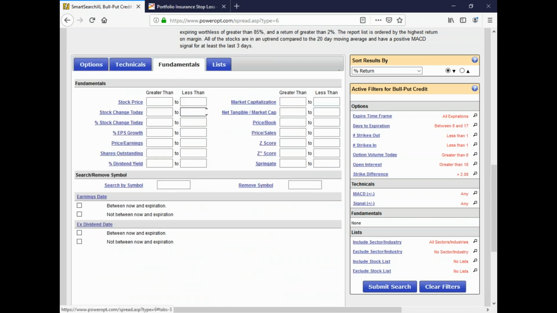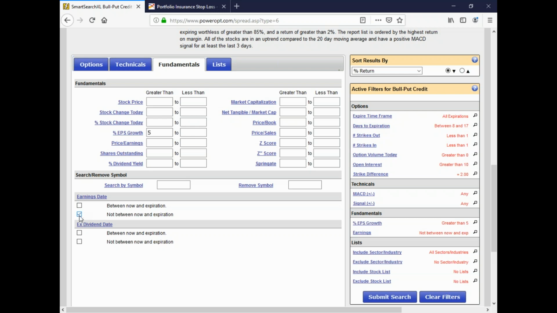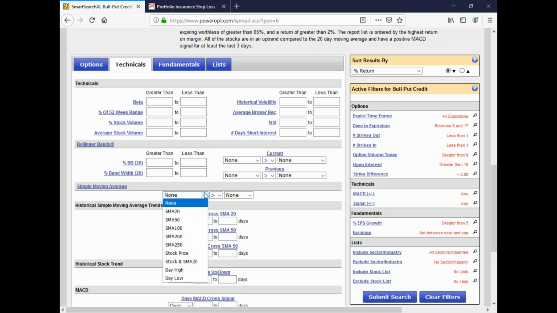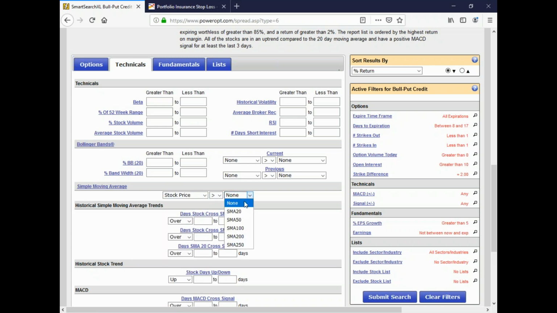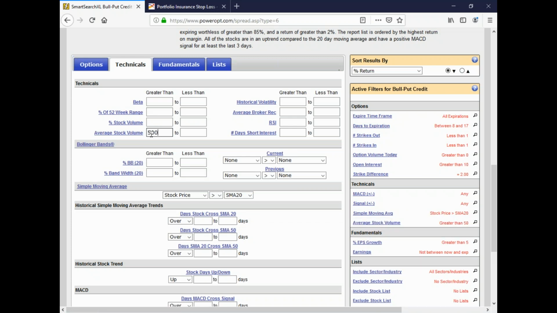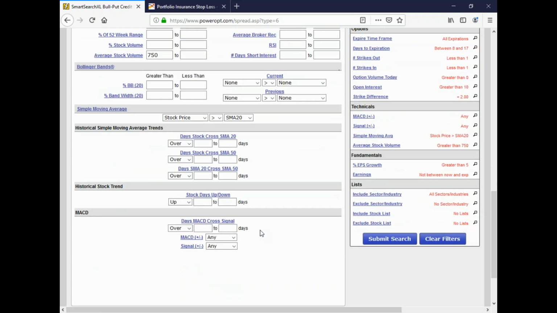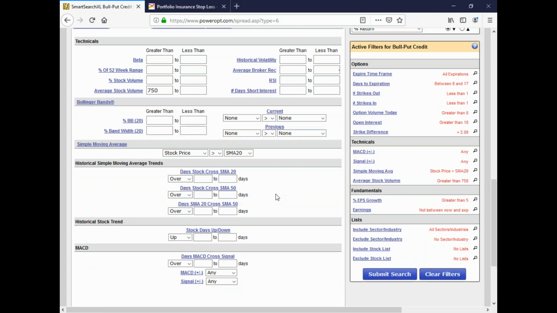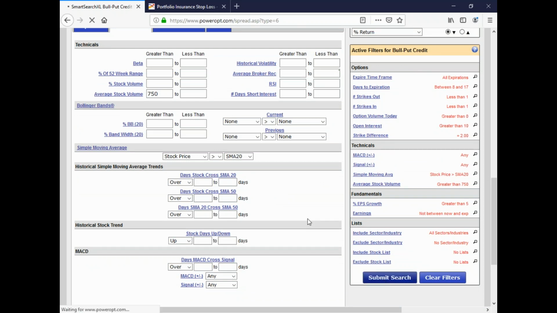Then we just put in some basic bullish criteria. Stock price is irrelevant because we're using a synthetic. Might look for something that has a good earnings per share growth. Even though it's a married put, I might avoid stocks that have earnings between now and expiration as well. In the technicals, I might look for something simple, such as the stock trading above a 20-day or 50-day moving average. Since we're just going 14 days out in time, I'm going to use the 20-day moving average. And average stock volume, I want to see something that's traded evenly. This is measured in thousands, so let's look for anything greater than 750. And I could put a MACD or Bollinger Band in as well. Let's keep it simple. Let's go ahead and run the search.